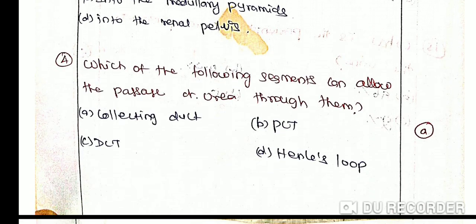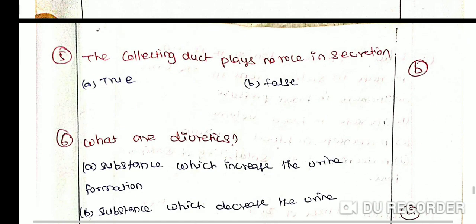Next question: which of the following segments can allow the passage of urea through them? Option A collecting duct, option B PCT, option C DCT, option D loop of Henle. The correct answer is option A collecting duct. Explanation: through the collecting duct, a large amount of water can be reabsorbed to produce concentrated urine. This segment also allows the passage of a small amount of urea into the medullary interstitium to keep up the osmolarity.